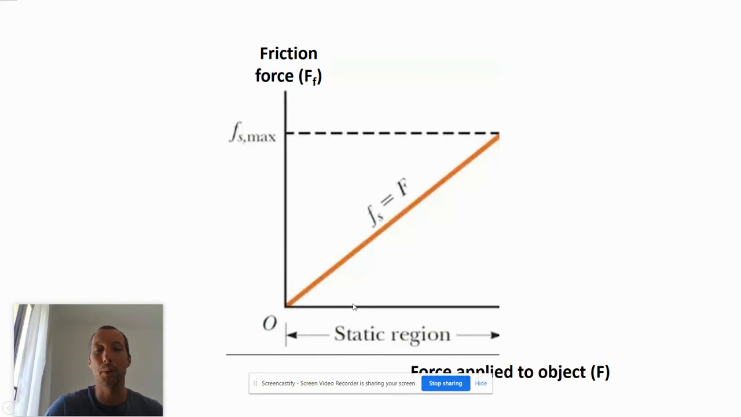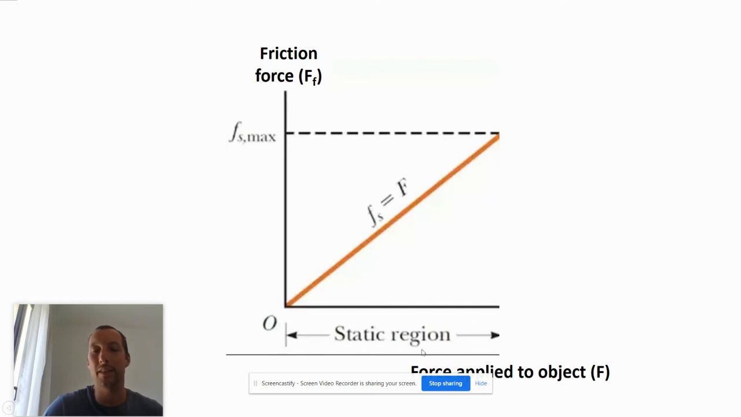Push on the book with 10 newtons, friction is 10 newtons. If I push with 20 newtons, friction is 20 newtons. Now, this relationship where the static frictional force is equal to the applied force will continue up to a point, and that point is my maximum static friction. But what about after that? How's the graph going to look when it actually starts to move?